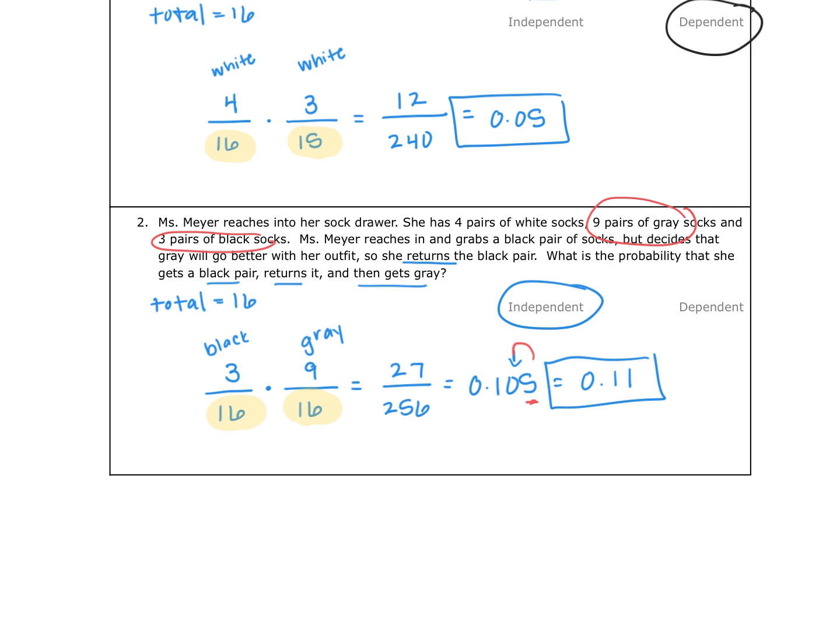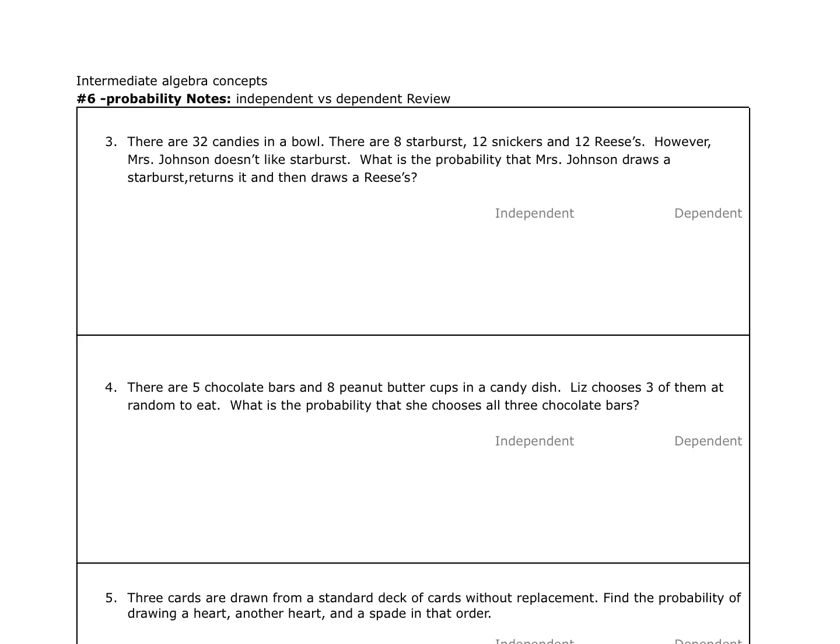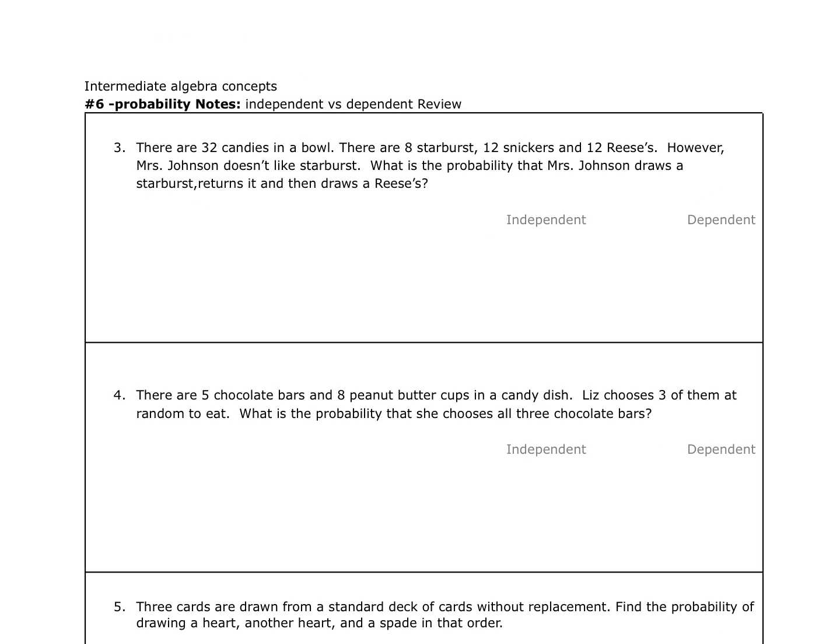Okay, let's look at number 3 here. It says there are 32 candies in a bowl. So right away, I know what my total is. My total is going to be that 32. So I'm just going to start with that.